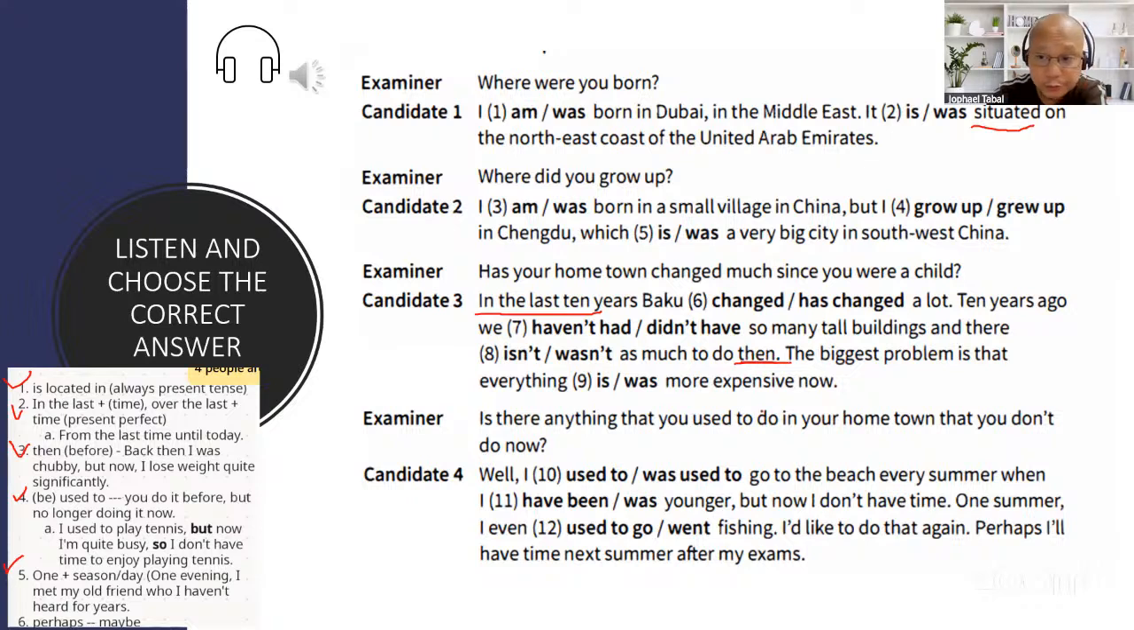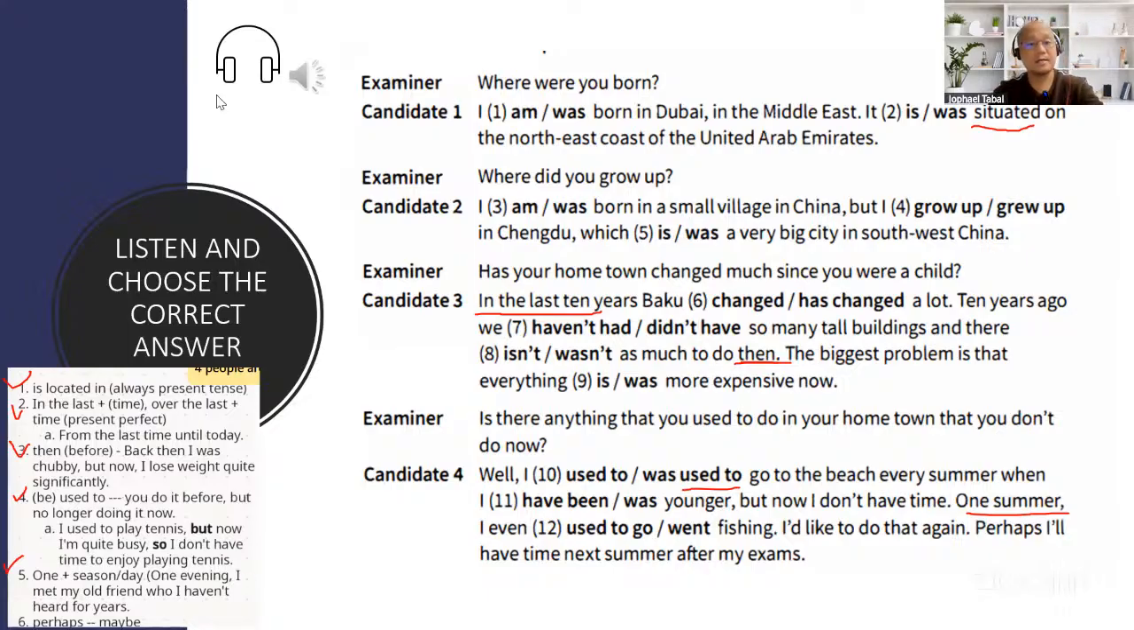And then "be used to", that's also past. "Used to". And "one summer", all right? One plus a season or day. For example, one evening, one summer, one winter. One evening, I met my old friend whom I haven't heard from for years.